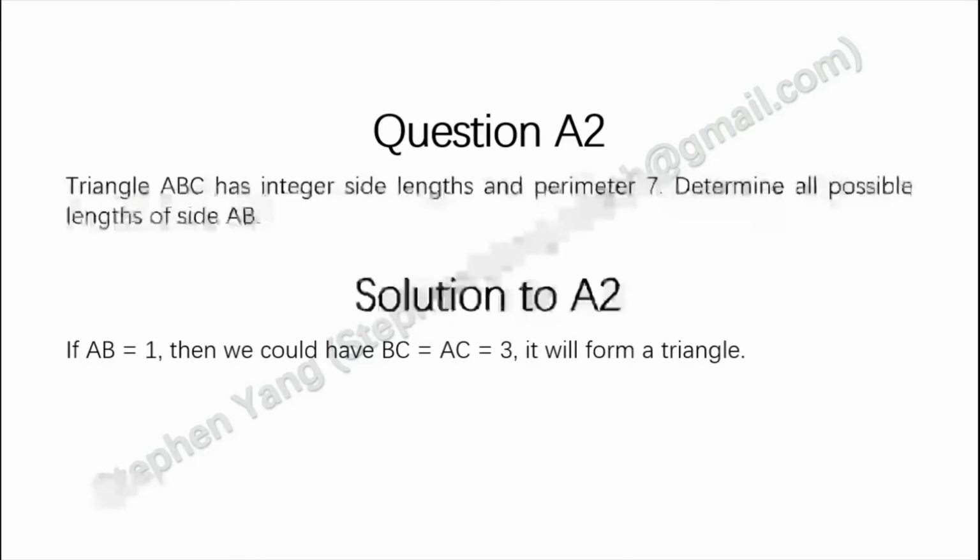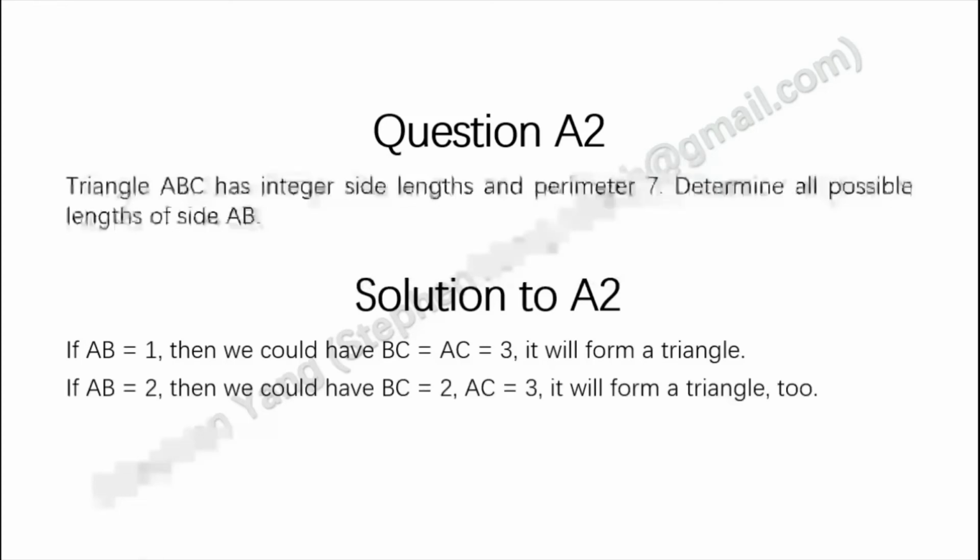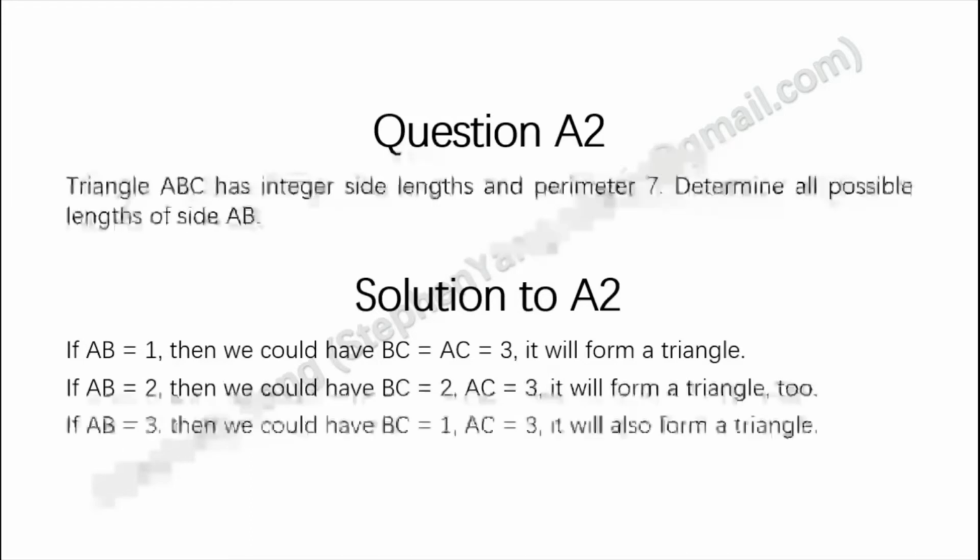If AB equals 1, then we could know that BC equals AC equals 3, and this is a triangle. And if AB equals 2, then we could have BC equals 2 and AC equals 3, and it is also a triangle. And if we have AB equals 3, then we could have BC equals 1 and AC equals 3, and it will form a triangle too.